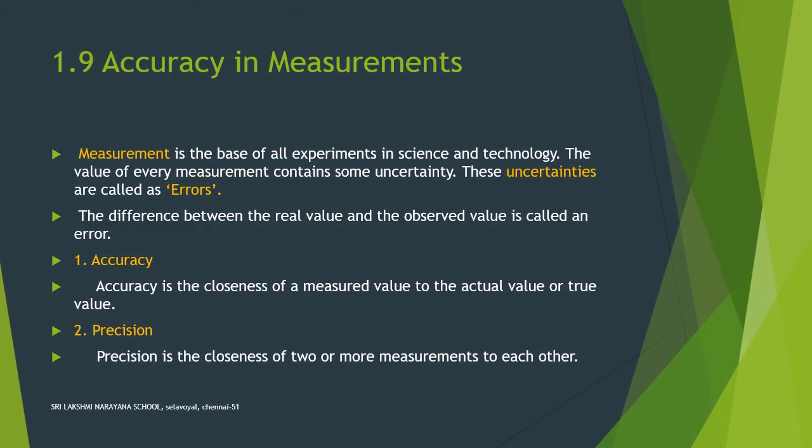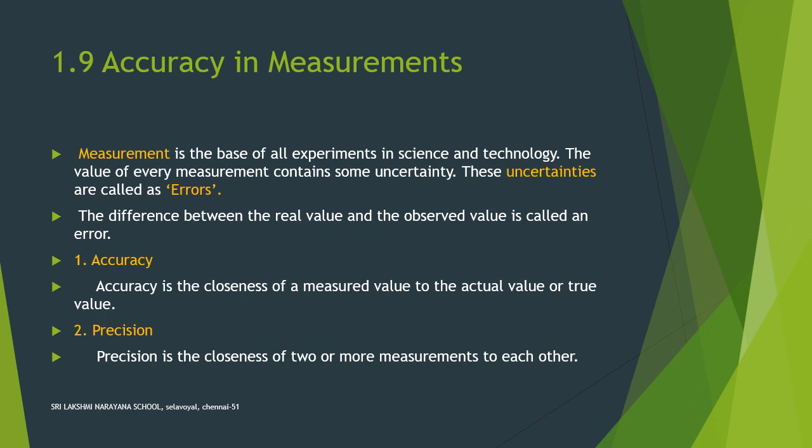In this slide, we are going to see accuracy in measurements. Accuracy is very important while taking measurements to get a correct value. Measurement is the base of all experiments in science and technology. The value of every measurement contains some uncertainty. These uncertainties are called errors.